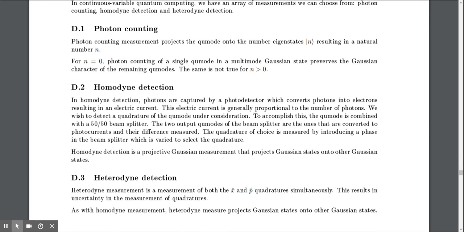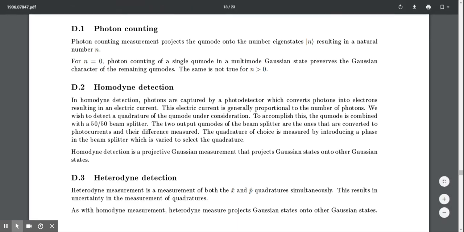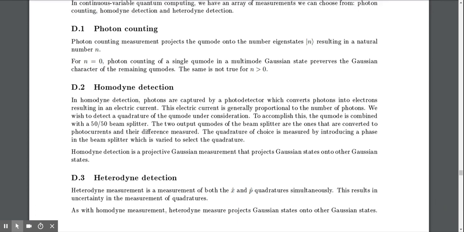Homodyne detection. Photons are captured by a photodetector, which converts photons into electrons, turning into an electric current. This electric current is generally proportional to the number of photons. We wish to detect the quadrature of the Q mode under consideration. To accomplish this, the Q mode is combined with a 50-50 beam splitter. Then the two output Q modes of the beam splitter are converted to photocurrents, and their difference is measured. The quadrature of choice is measured by introducing a phase in the beam splitter, which is varied to select the quadrature.